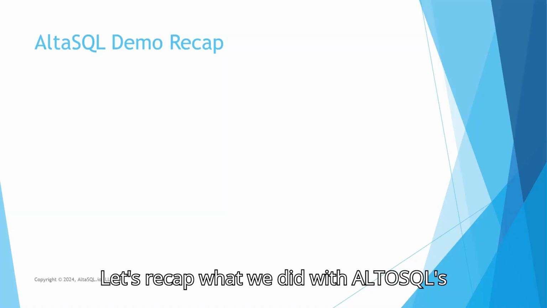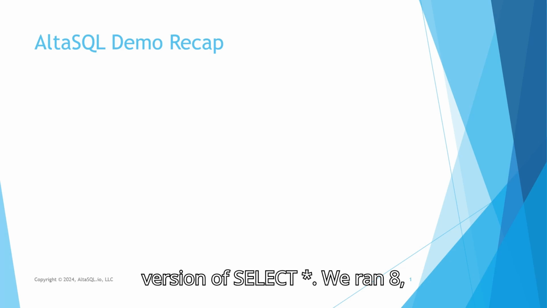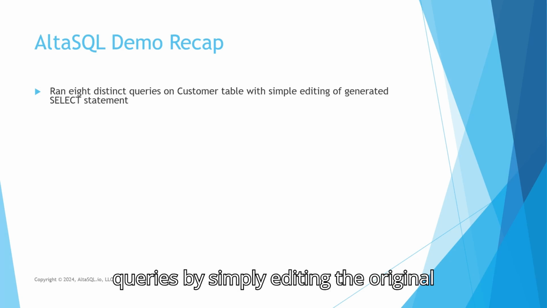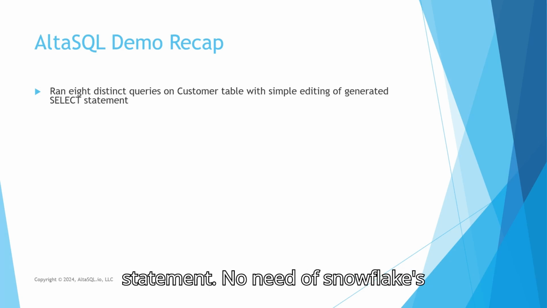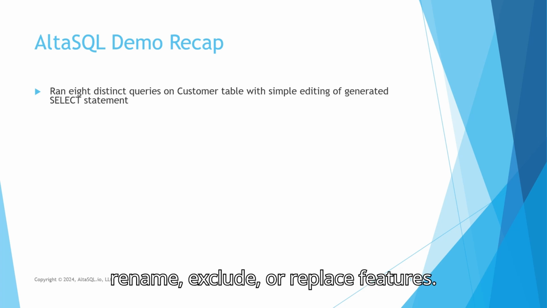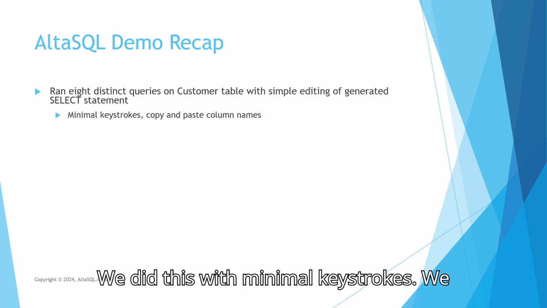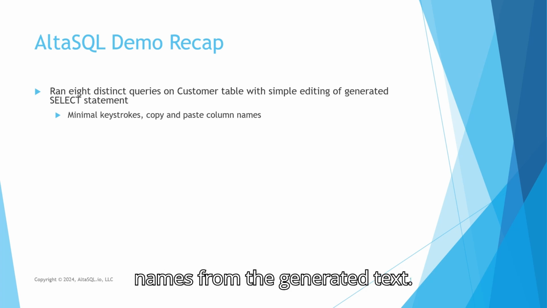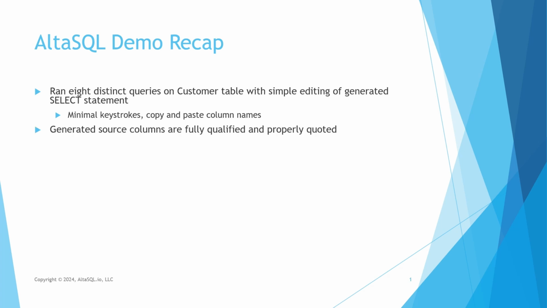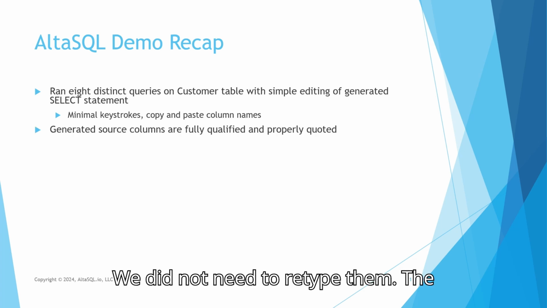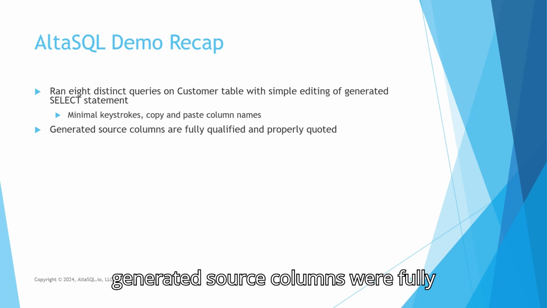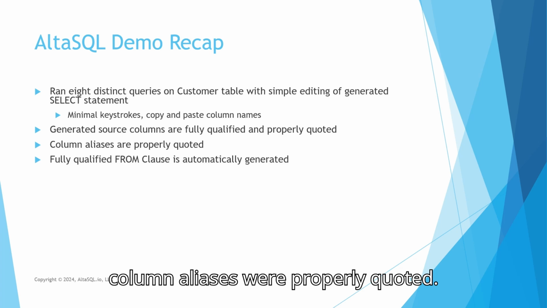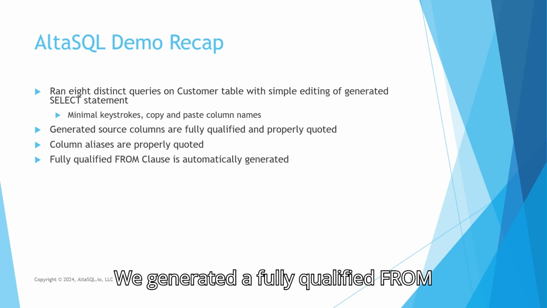Let's recap what we did with AltaSQL's version of Select Star. We ran 8, or maybe it was 9, I lost count, distinct queries by simply editing the original statement. No need of Snowflake's rename, exclude, or replace features. We did this with minimal keystrokes. We copied and pasted the existing column names from the generated text. We did not need to retype them. The generated source columns were fully qualified and properly quoted. The column aliases were properly quoted. We generated a fully qualified from clause.